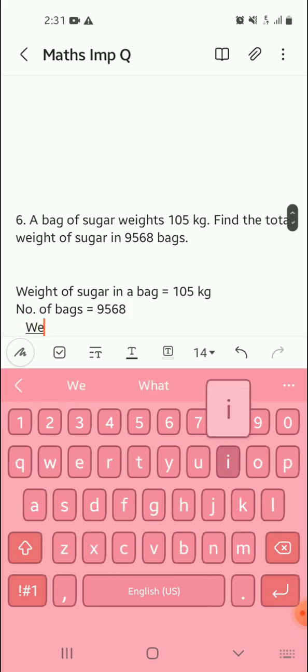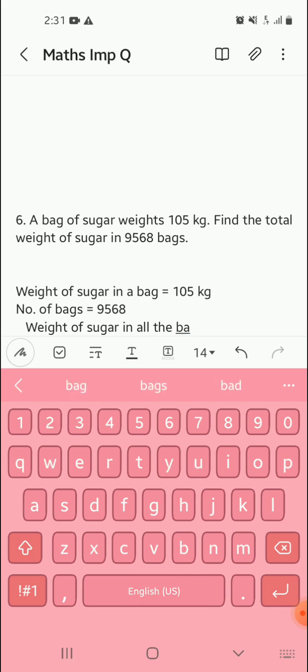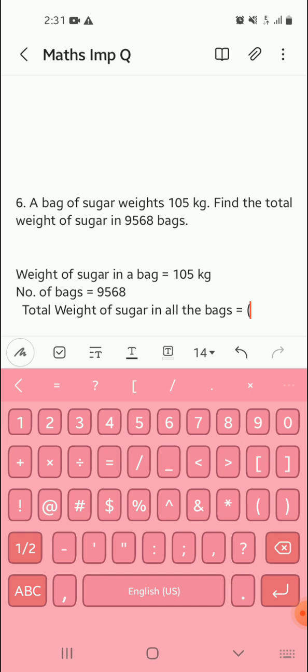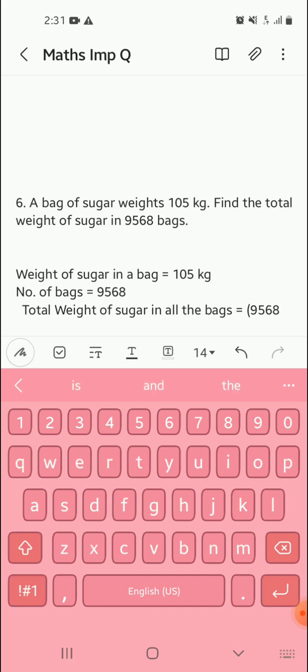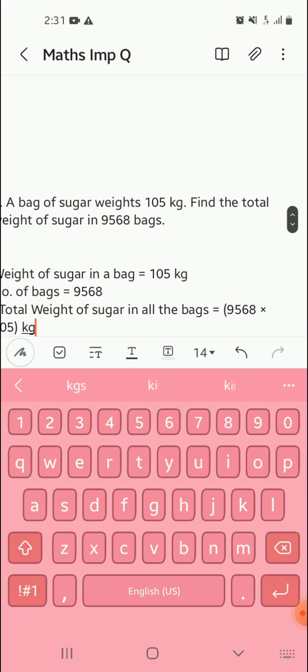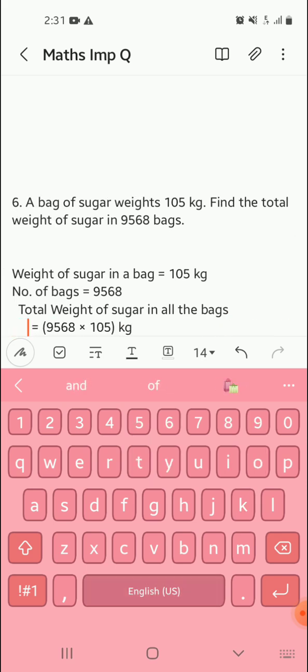Now we are going to write the weight of sugar in all the bags. Total weight of sugar, we must write total weight of sugar in all the bags. It is equal to, obviously within brackets it will be in kgs, so it is 9568 bags into 105. That is the weight of one bag, and this is kg. So this is our answer. Now we are going to solve this to find the answer. Let's do it. 9568 into 105.